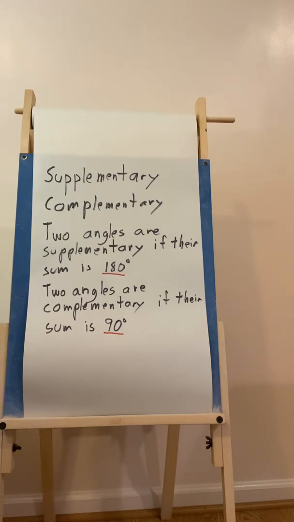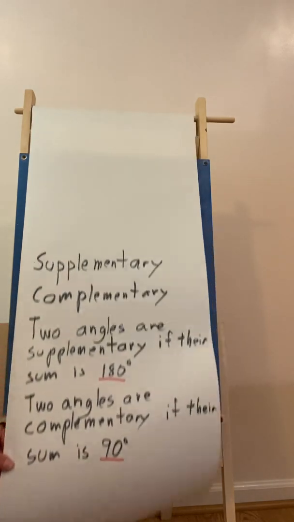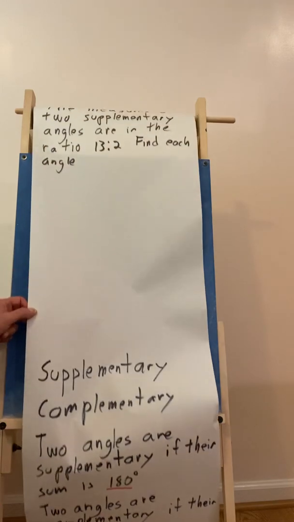What is the supplement of 135? Well, you take 135 and subtract it from 180 and you get 45. So 45 is the supplement to 135 because they add up and give you 180. So those are the two words. Sum is 90 is complementary, sum is 180 is supplementary. So let's take a look at just a couple of problems.